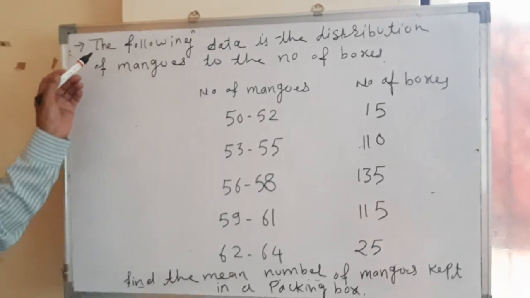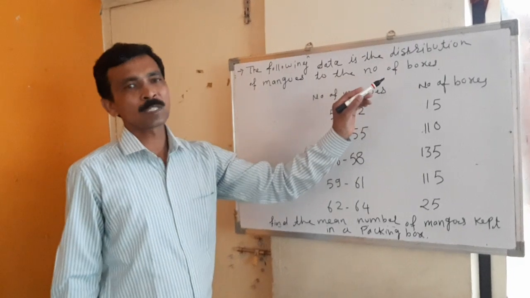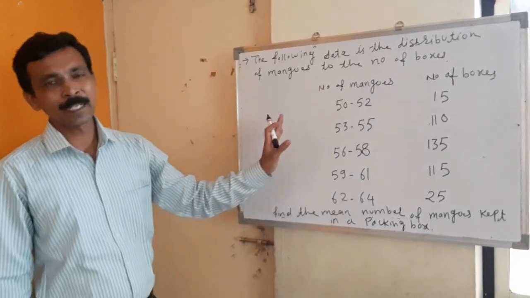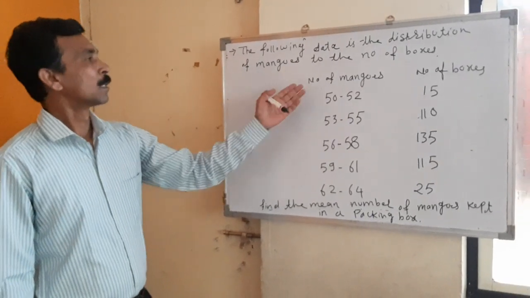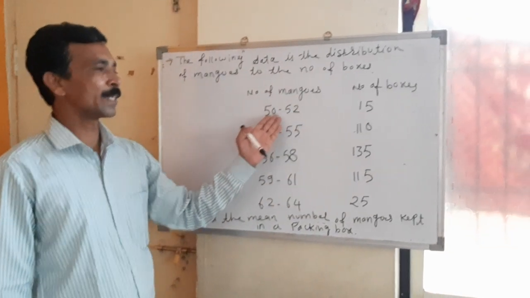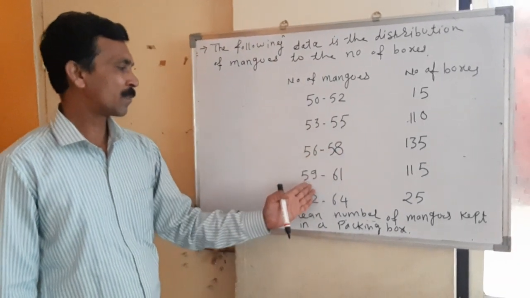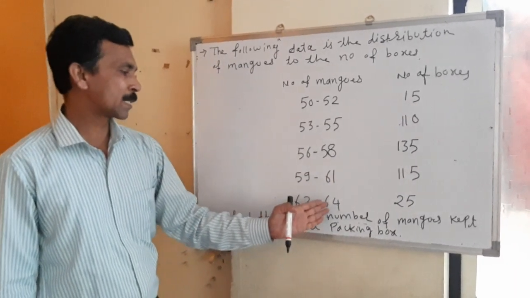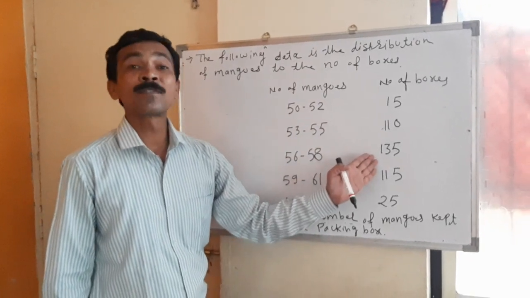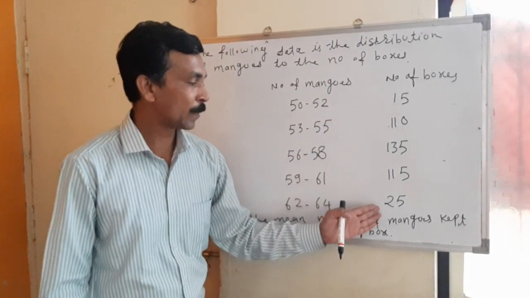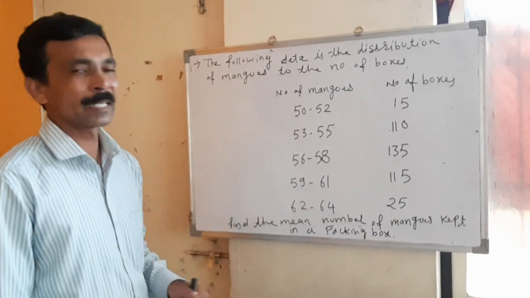Now the next sum is: the following data is the distribution of mangoes to the number of boxes. In this sum also we have to find the mean using the same method, that is the assumed mean method. Number of mangoes, class interval is 50 to 52, 53 to 55, 56 to 58, 59 to 61, 62 to 64, and the frequencies are 15, 110, 135, 115, 25. Find the mean number of mangoes kept in a packing box.